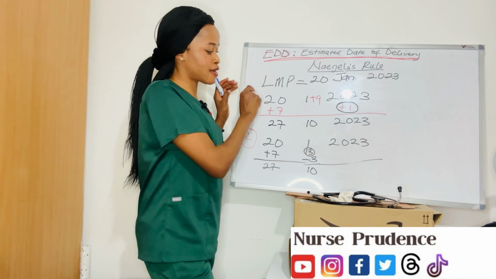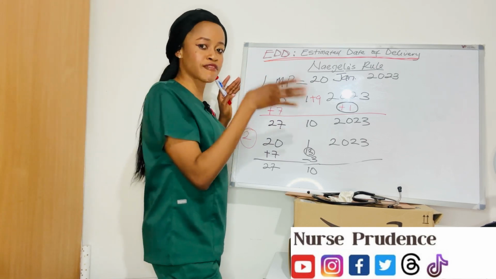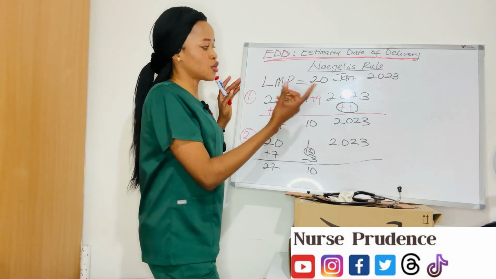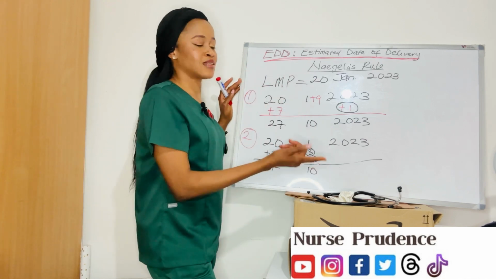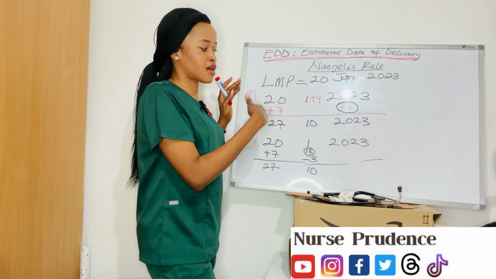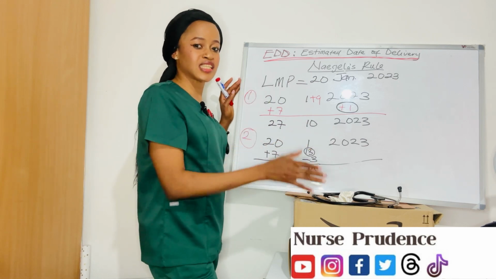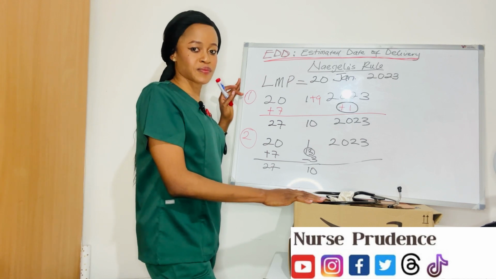So you use the first formula whenever your month is January, February, or March. Your last menstrual period is January, February, or March. You just add 9, which is 9 months of pregnancy. You just add 9 to the month, and that's it. You will get your EDD, the estimated date of delivery.